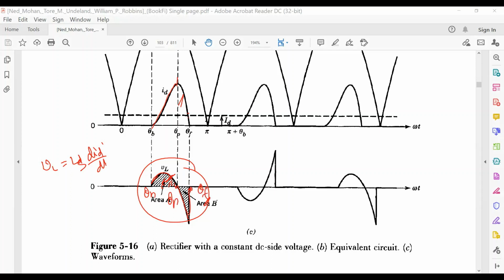And for the negative half cycle, the current is going in the other direction. So if you plot the IS current, you will get the mirror replica of this type of thing. Now the slope is negative, so you will get the negative VL, and when the slope is positive, you will get the positive. This is for the negative half cycle, okay? So you don't worry about that one.